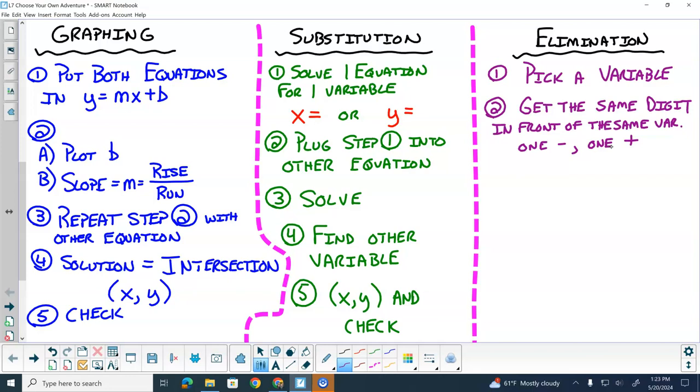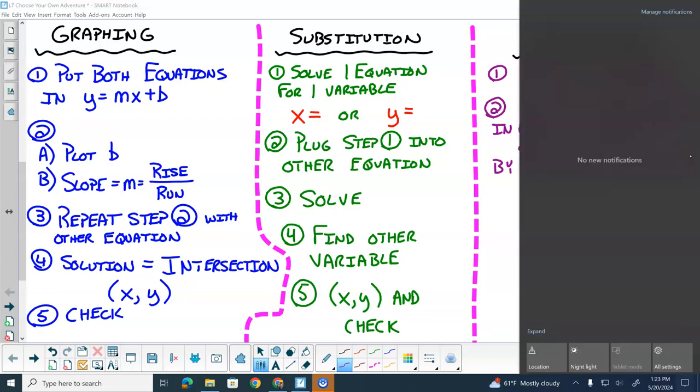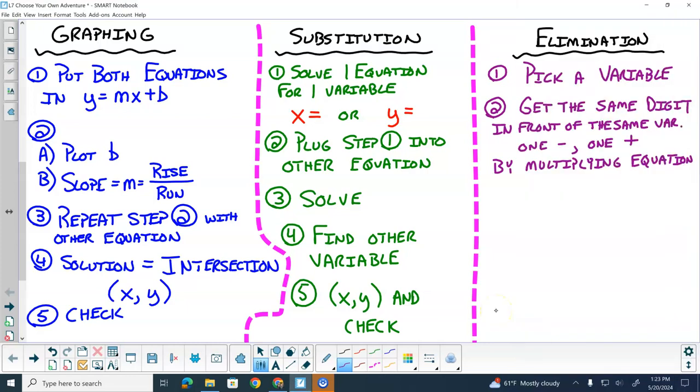How do we go about doing that? How do we go about getting the same digit? Multiplying it. Multiplying what? The whole equation? Yes. Yep. Billy is the closest, yes. Okay. Step number three.